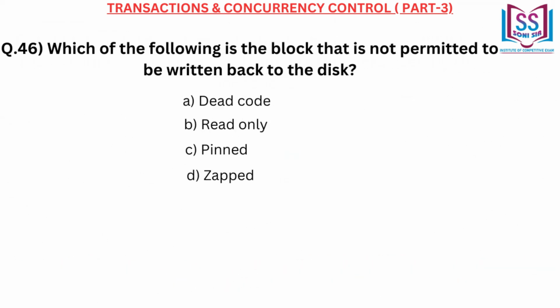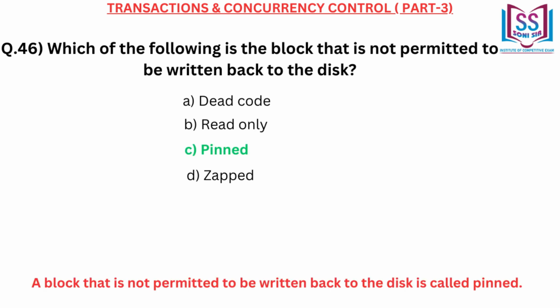Which of the following is the block that is not permitted to be written back to the disk? A. Dead code. B. Read only. C. Pinned. D. Zapped. Correct answer C. Pinned. A block that is not permitted to be written back to the disk is called pinned.